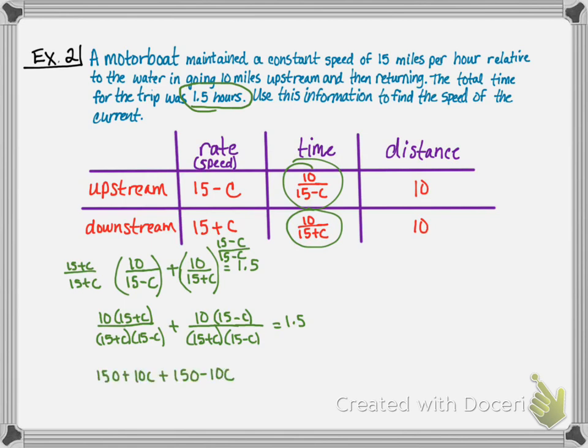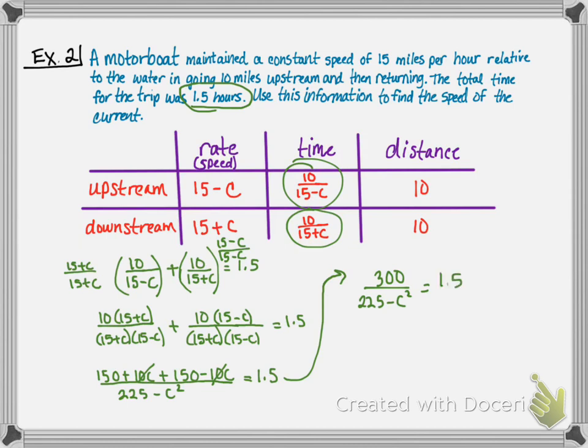So if I distribute, I get 10 times 15 is 150, plus 10 times c is 10c, plus 10 times 15 is 150, plus 10 times negative c is minus 10c, and my denominator, if I FOIL that, is 225 minus c squared, and that equals 1.5. Okay, our 10c's cancel out, and our equation becomes 150 plus 150 is 300 over 225 minus c squared, and that still equals 1.5.